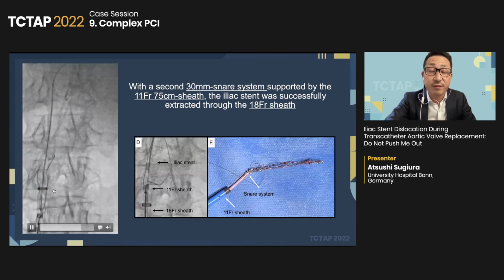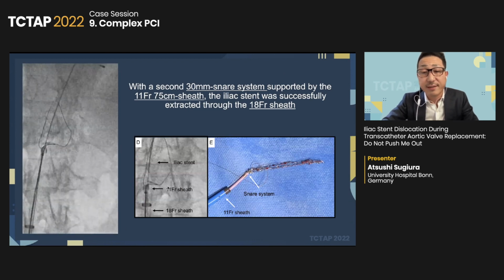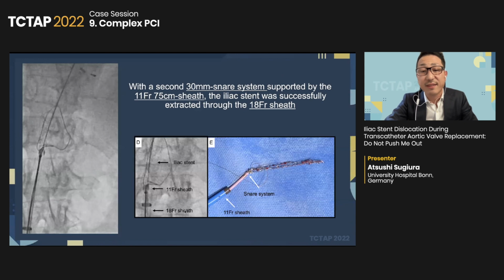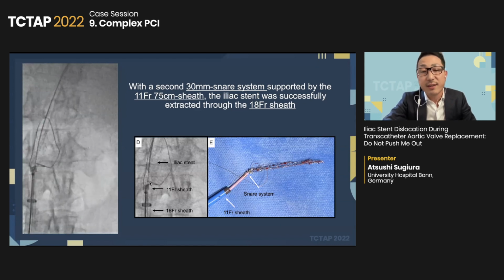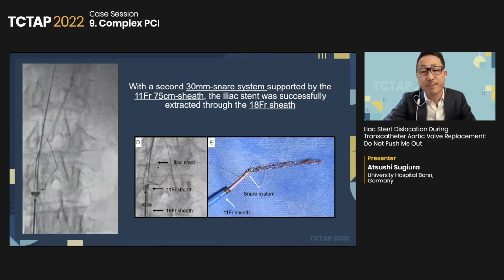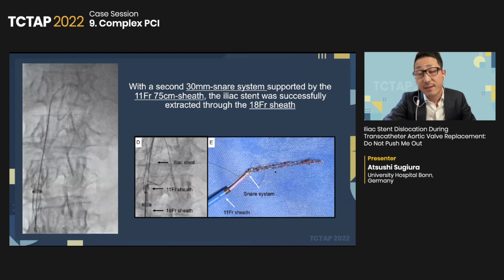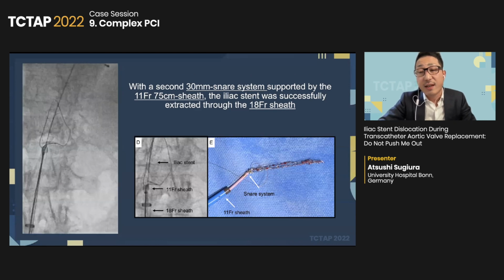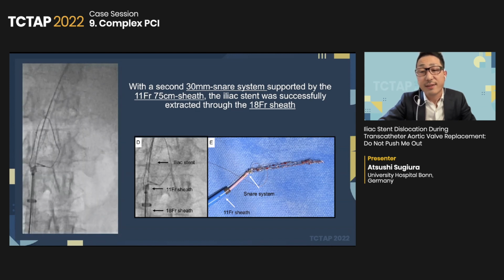18 French sheath. And here you can see the system of the mother-child technique, and here the first 18 French sheath, and here you see the 11 French sheath, through which we introduced our snare system to catch the iliac stent. And on the right-hand side, you can see the stent extracted from the body. And interestingly, although the stent had been implanted 5 years ago, the stent was rarely endothelialized.